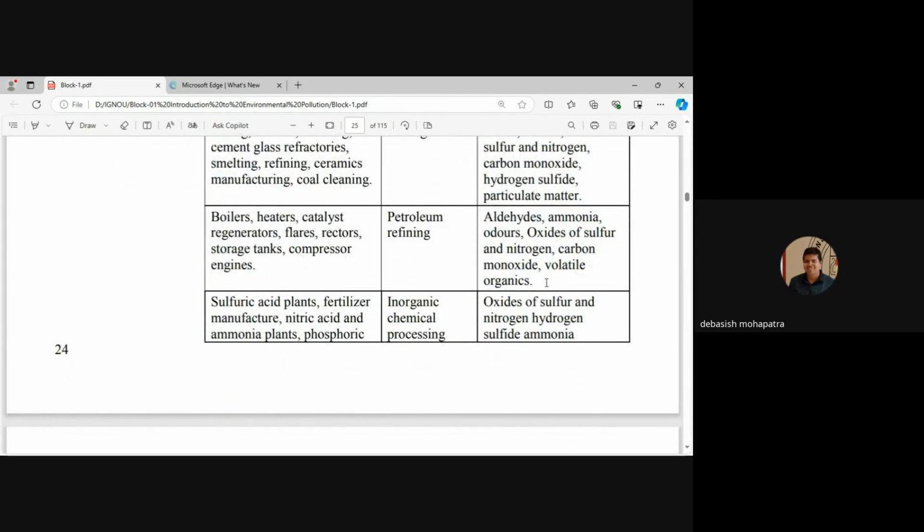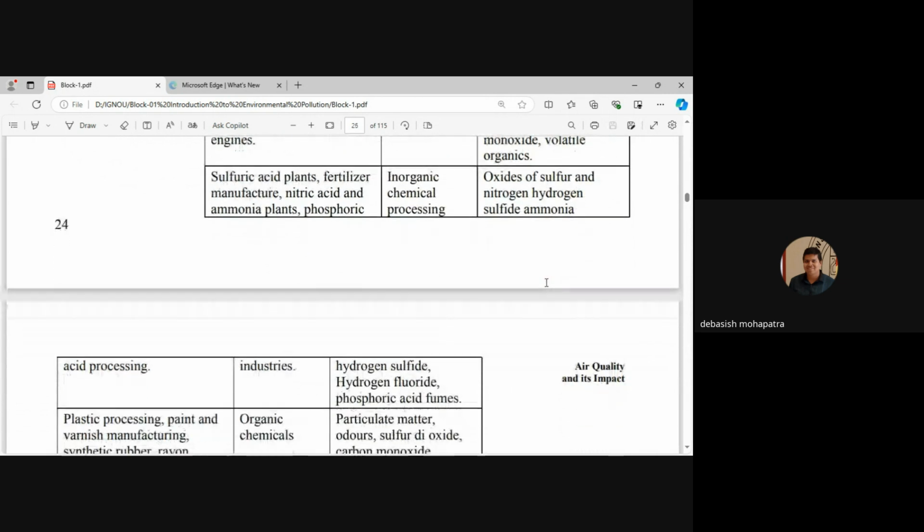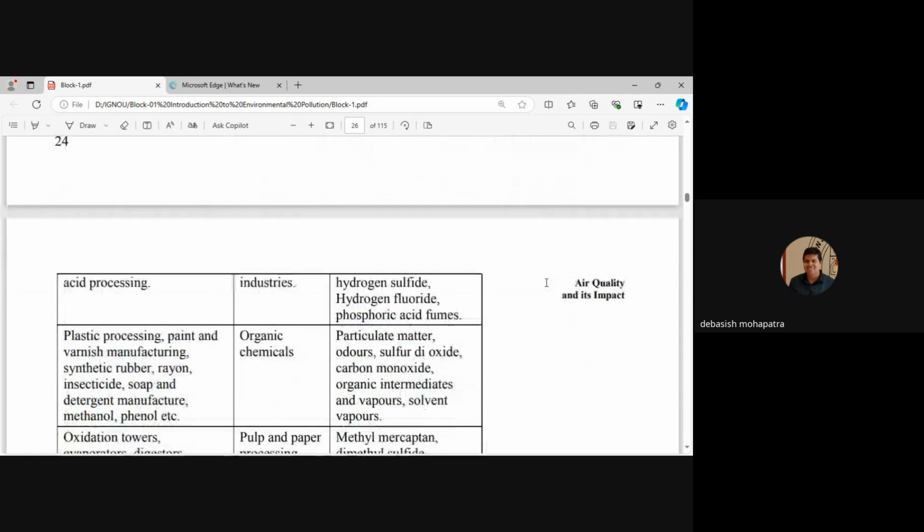Sulfuric acid plant, fertilizer manufacturing, nitric acid and ammonium plant, phosphoric acid processing. So these are all inorganic chemical processing industries, and they produce oxides of sulfur and nitrogen, hydrogen sulfide, ammonium hydrogen sulfide, hydrogen fluoride, phosphoric acid fumes, which are all the pollutants produced from these industries.